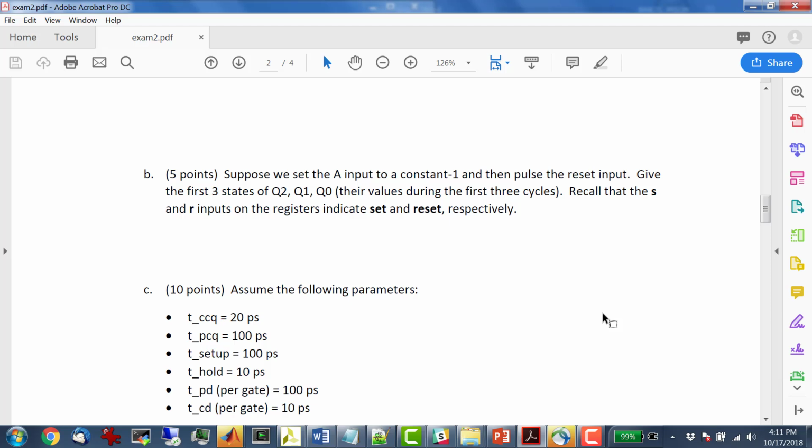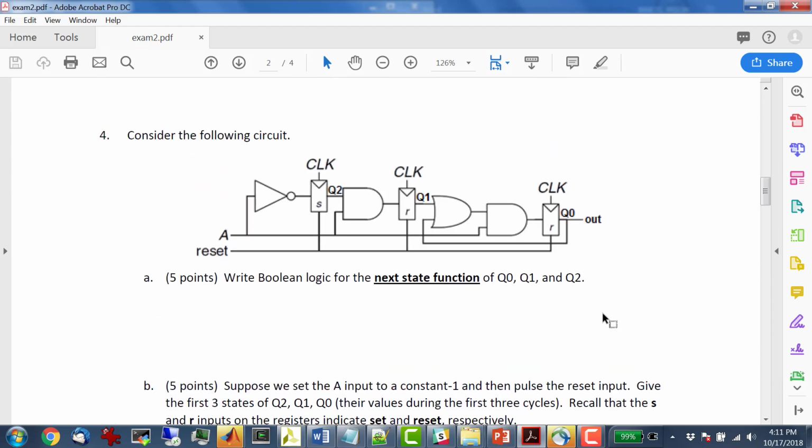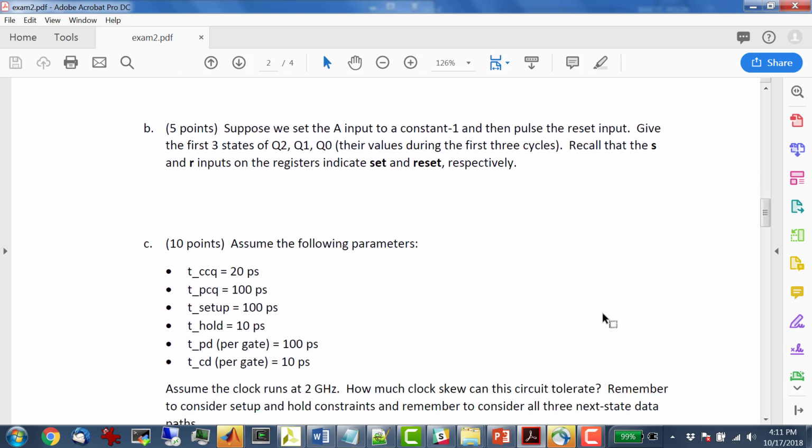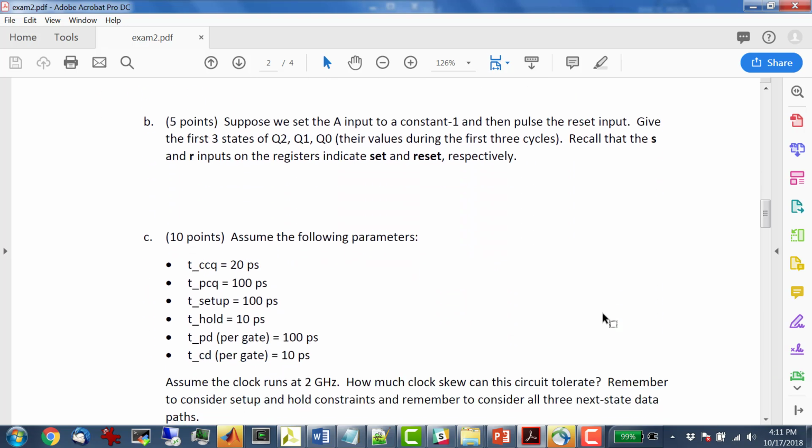So what is the minimum number of gates? Well, it's going to be 1 gate. So that's going to be 10 picoseconds here, plus, minus skew. And so we're going to have 10 picoseconds must be less than 30 picoseconds minus skew. So skew must be less than 20 picoseconds.